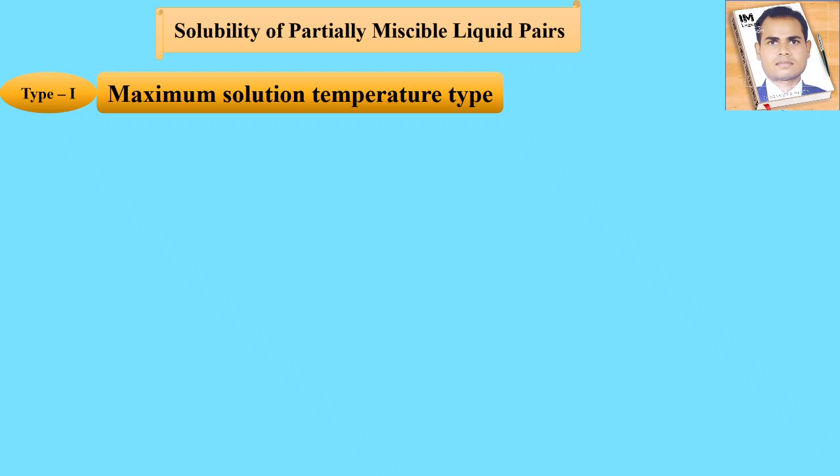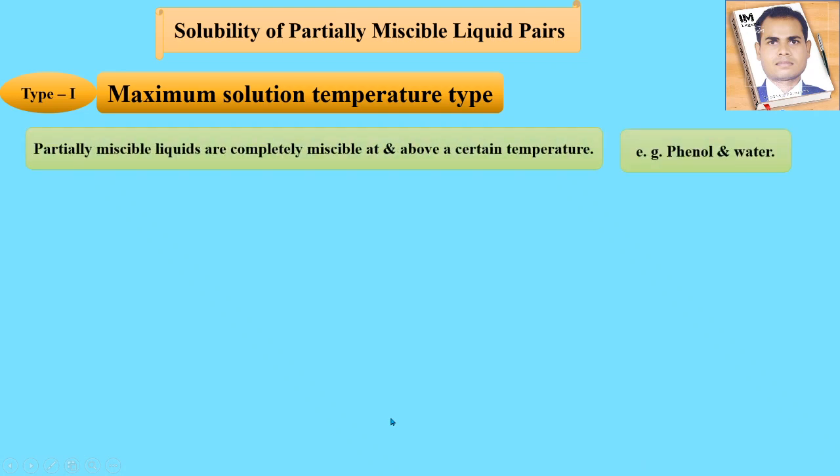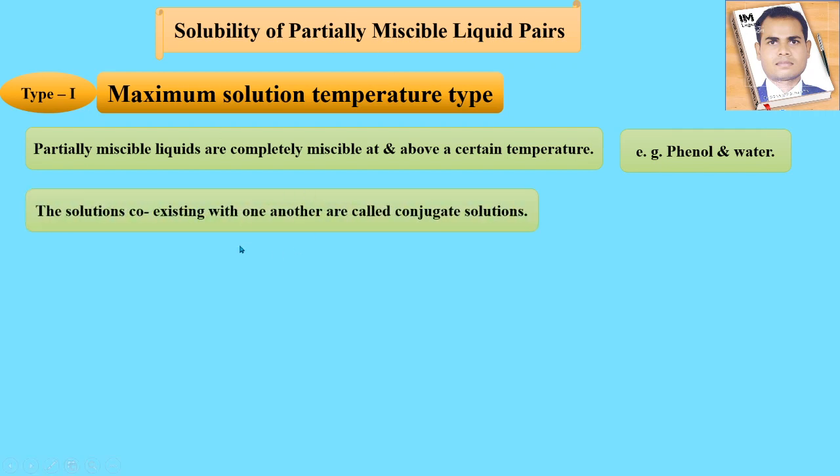The first type is the maximum solution temperature type. Here you consider the phenol-water system. These partially miscible liquids are completely miscible at and above a certain temperature. If you mix these two liquid components at room temperature, they can't mix with each other, but at a particular temperature they will mix completely and become completely soluble. The solutions coexisting with one another are called conjugate solutions.